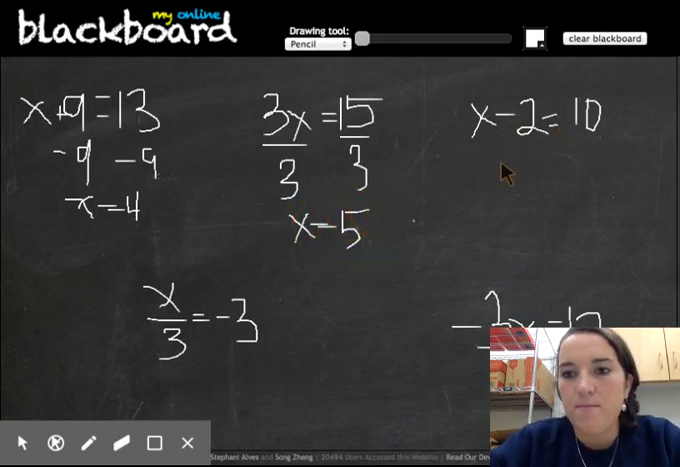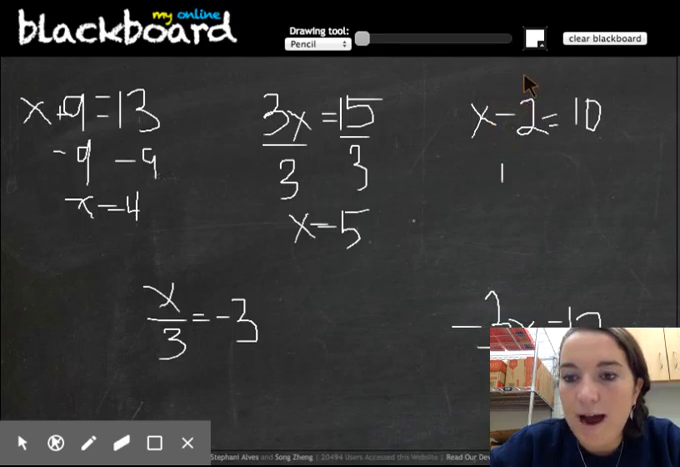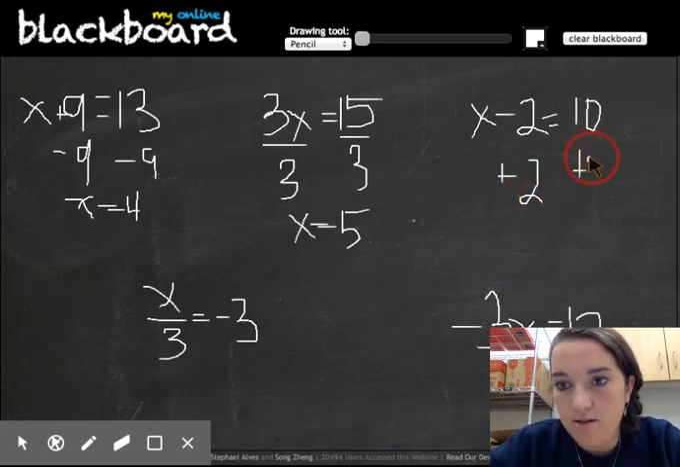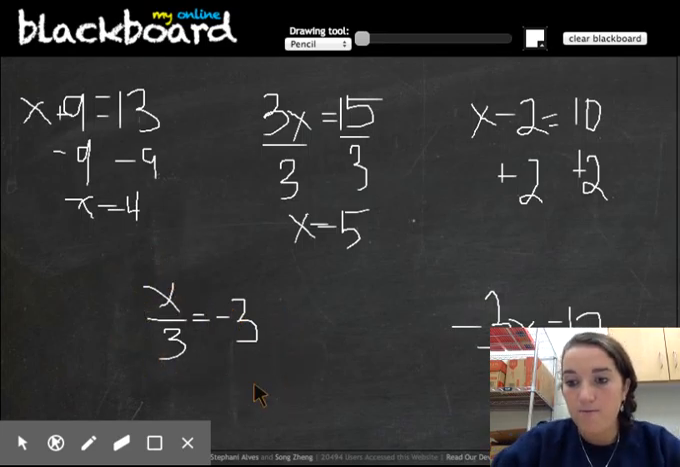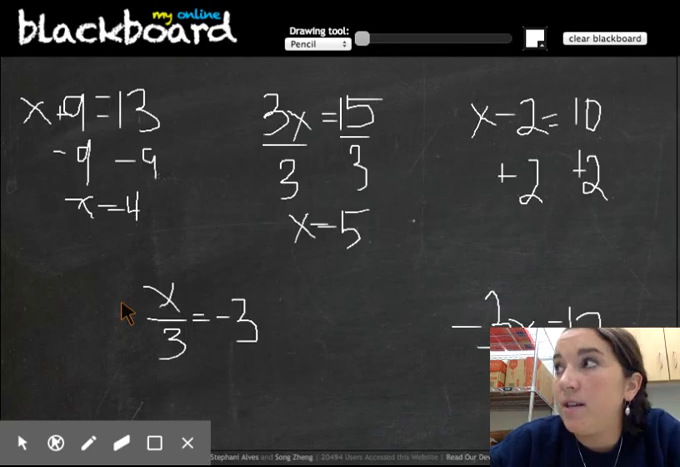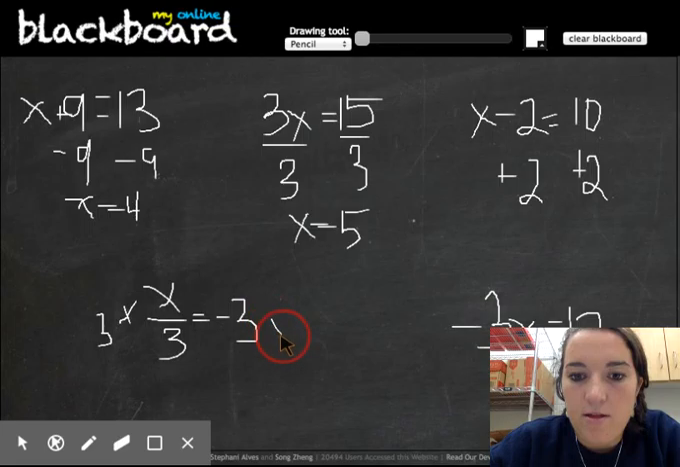Third one, what can we do on both sides? We're subtracting, so how do we undo that? Add 2, add 2. What does this mean when we have it written like a fraction? It means division, so how do we undo division? Multiplication. Multiply by 3 on both sides.